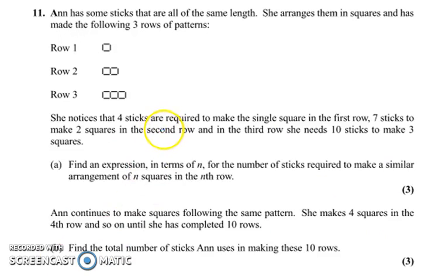Right, on to question 11. Part A says find an expression in terms of n for the number of sticks. So basically we need the nth term. So we've got the first row is 4 sticks, the second row is 7, and the third row is 10. Common difference is 3. The previous term would be 1. So the nth term is 3n add 1.